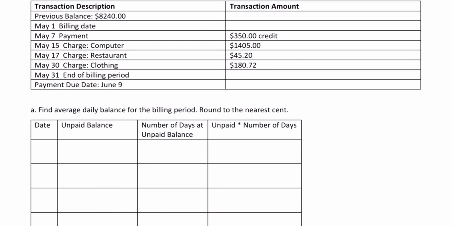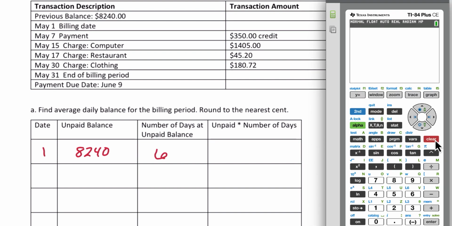On the first day, we have May 1st and an unpaid balance of $82.40 from the previous month. The number of days that was the unpaid balance is 6 days because we're going from May 1st to May 7th. Next, we want to multiply those two numbers. 82.40 times 6 is 49,440.